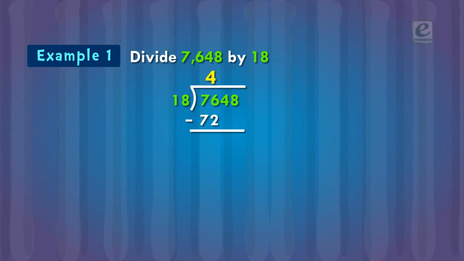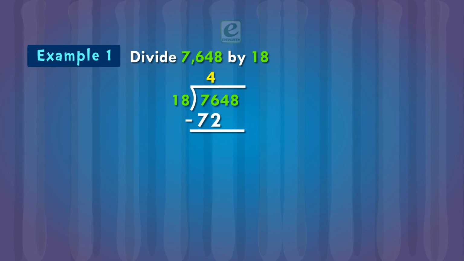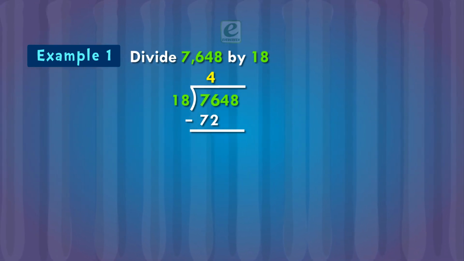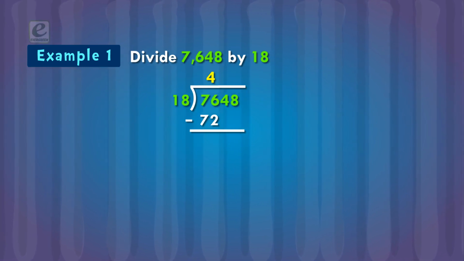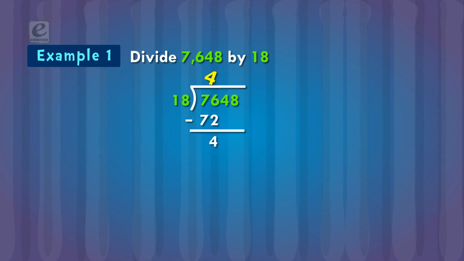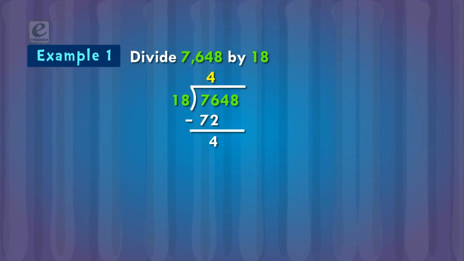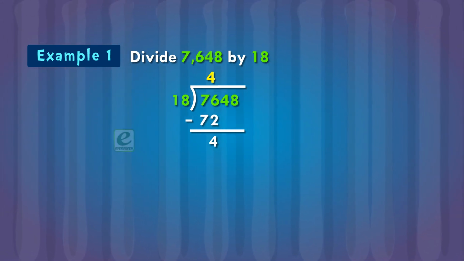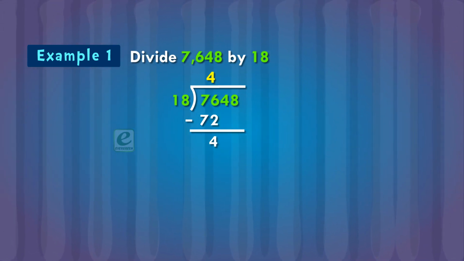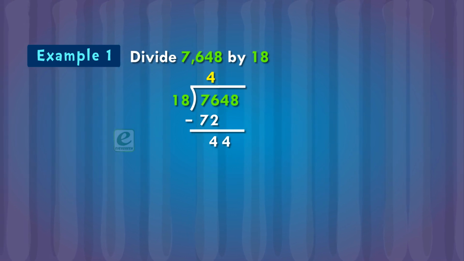Let's write the quotient 4 above 6 and 72 below 76, which will give 4 as a remainder. Now bring 4 down.